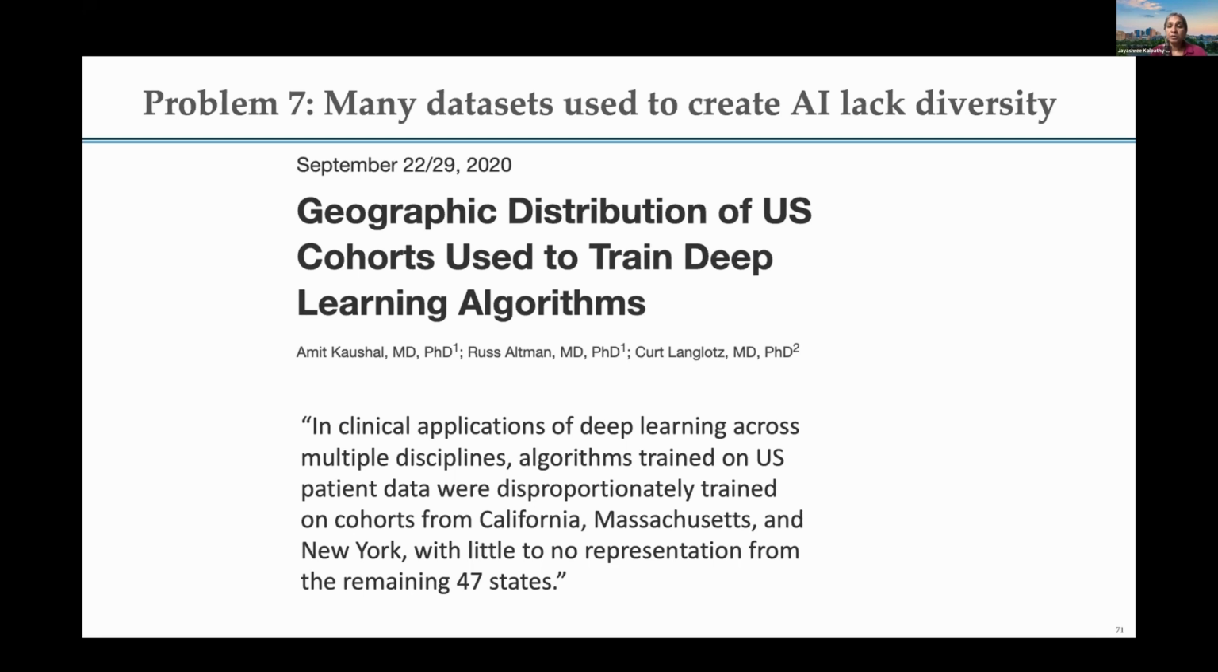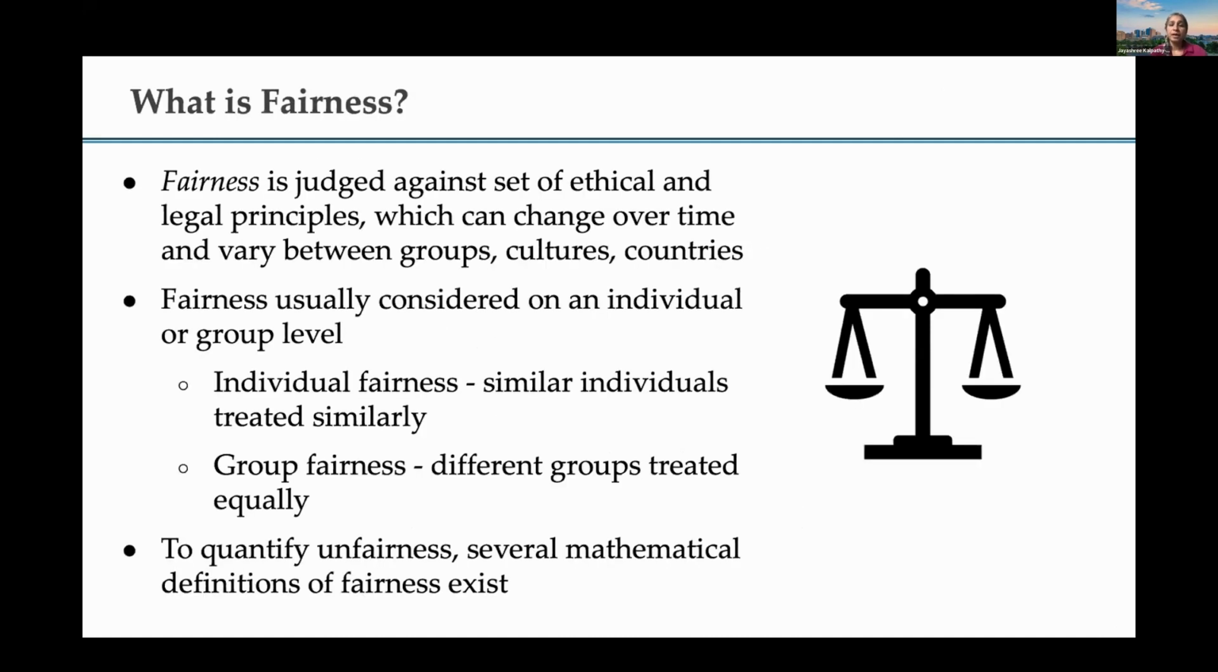One of the concerns is that most of the data used to train models, at least in the US, has come from a very small part of the population. Only 3 states essentially were represented, with most of the country not contributing at all. And it's even worse when you think of it from a global perspective.